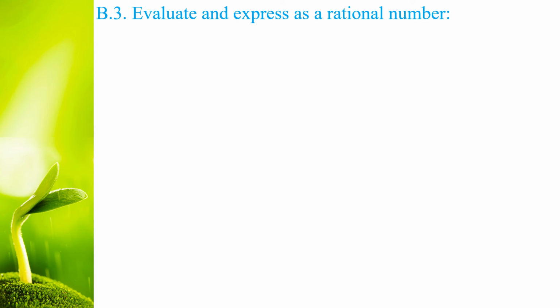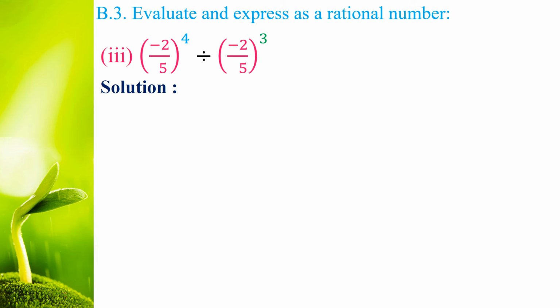Next, evaluate and express as a rational number: minus 2 by 5 to the power 4 divided by minus 2 by 5 to the power 3. Solution. Here the rational number is minus 2 by 5, and the positive powers are 4 and 3. It is division, so we should compare the powers. Here m is greater than n, so we are going to use the second law.